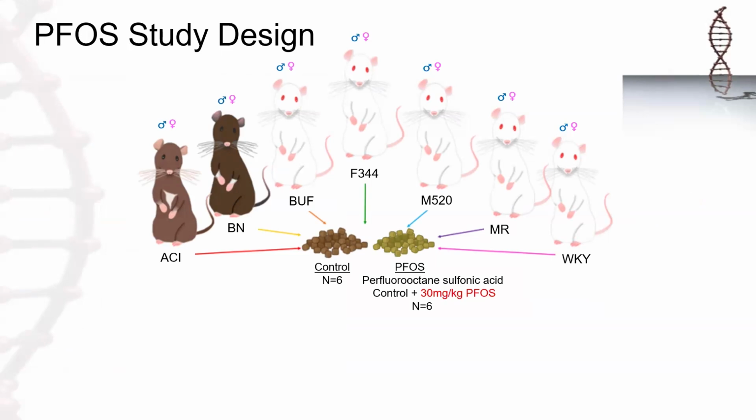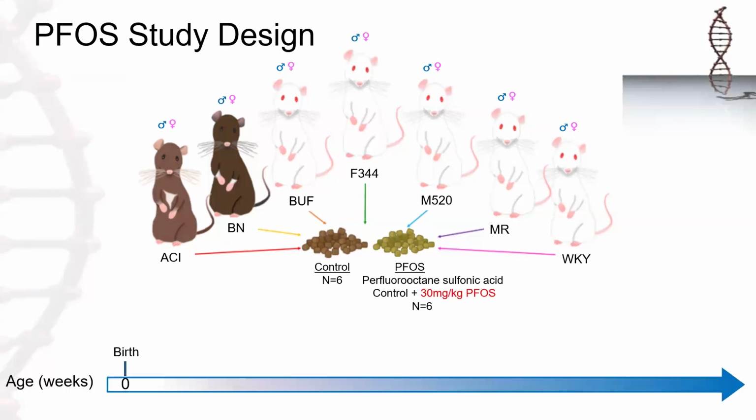The type of PFAS we decided to use is called perfluorooctane sulfonic acid potassium salt, or PFOS. We chose this PFAS because it's heavily used in industry and literature reviews suggest detrimental effects. It's important to note that the HS founders that we are using are a different substrain than the original HS founders. Once the rats are born, they are weaned at 3 weeks of age and placed in nuclear magnetic resonance, or NMR, where their body composition is measured.